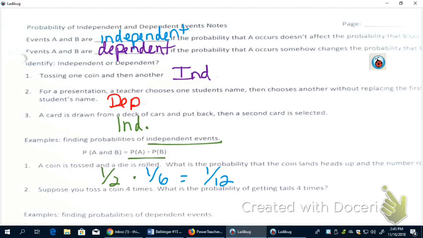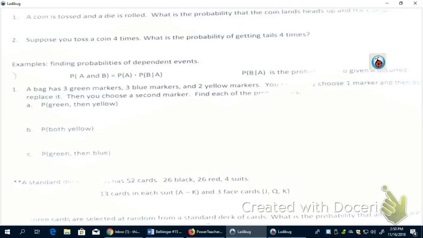Okay. Next question. Suppose you toss a coin 4 times. What's the probability of getting tails 4 times? Well, what's the probability that you get tails the first time that you toss it? 1/2. What's the probability you get tails the next time? 1/2. And then? And then? So 1/2 times 1/2 times 1/2 times 1/2 equals 1/16.